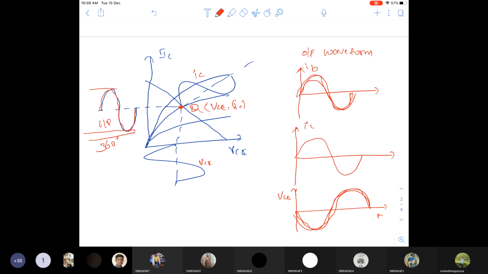So for a class A power amplifier, the output will be a 360 degrees conduction angle. Here the input is 360 degrees, so the output is also 360 degrees conduction angle, with the positive peak as well as the negative peak. So the conduction angle for the class A power amplifier is 360 degrees. For an input with a 360 degrees conduction angle, the output is also 360 degrees. To get this, we fix the operating point at the midpoint of the load line. Clear? So this is the class A power amplifier.